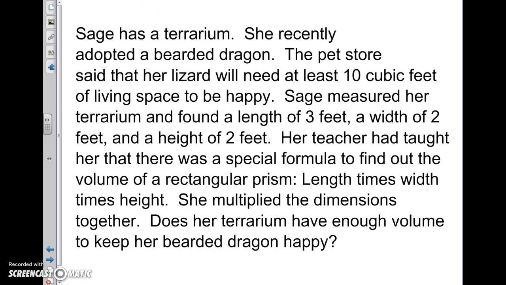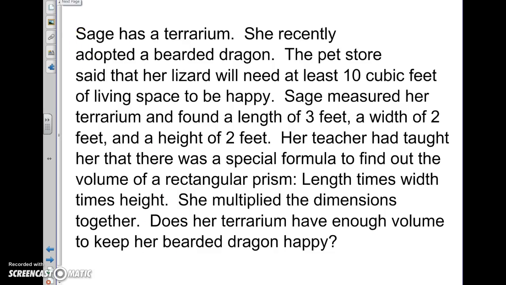Okay, Sage has a terrarium. She recently adopted a bearded dragon. The pet store said that her lizard will need at least 10 cubic feet of living space to be happy. Sage measured her terrarium and found a length of 3 feet, a width of 2 feet, and a height of 2 feet. Her teacher had taught her that there was a special formula to find out the volume of a rectangular prism. Length times width times height. She multiplied the dimensions together. Does her terrarium have enough volume to keep her bearded dragon happy?